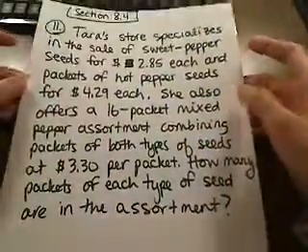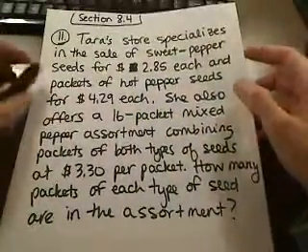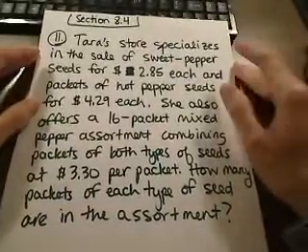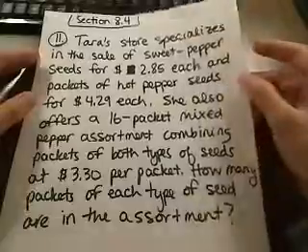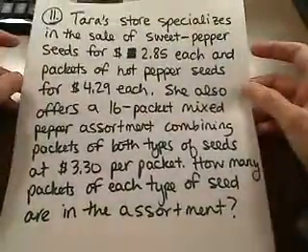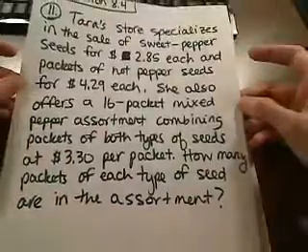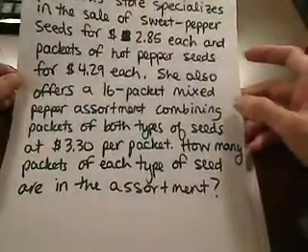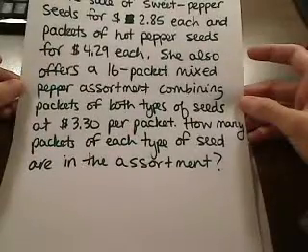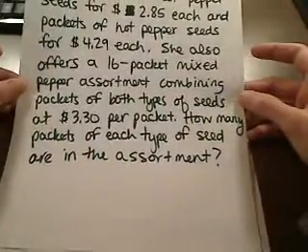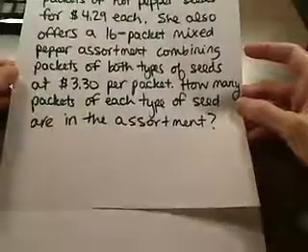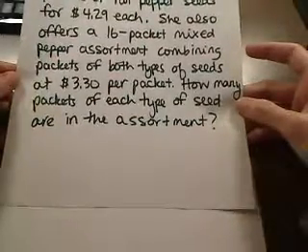So this is problem number 11 from the hard copy of the book in section 8.4. And it reads, Tara's store specializes in the sale of sweet pepper seeds for $2.85 each and packets of hot pepper seeds for $4.29 each. And then she also offers a 16-packet mixed pepper assortment combining packets of both types of seeds at $3.30 per packet. And then we want to know how many packets of each type of seed are there in the assortment.